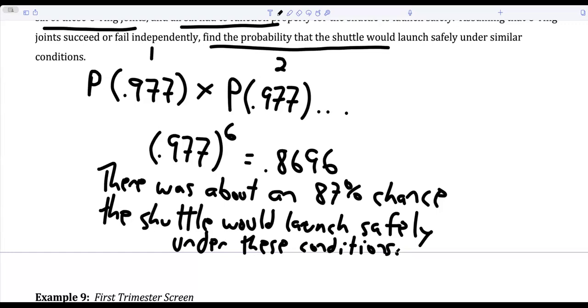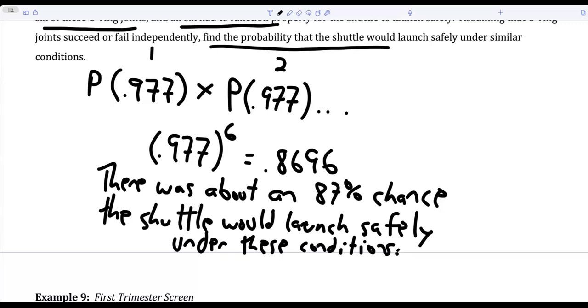Again, if you're in charge of the mission, go or no go? Is 87% high enough for you? It's not for me. That's a 13% chance that everybody's killed. I would abort the mission and wait for better conditions. But this was done after the fact, obviously. The point being here, if they are independent, we are going to multiply their probabilities together.